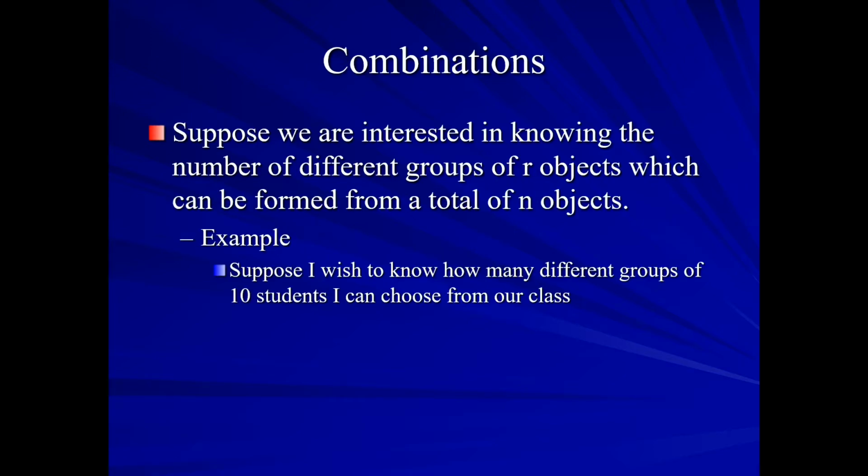Let's suppose for a minute, instead of wanting to know just how many ordered observations we could get, suppose instead we'd like to know the number of different groups of r particular objects that can be formed from a total of n objects.